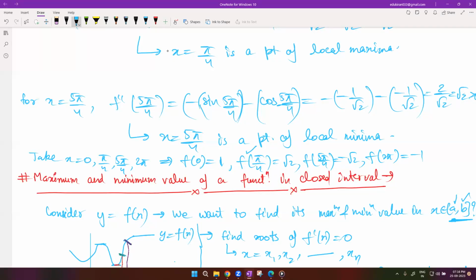You can see that this is the maximum value, and this is the minimum value among all four. That is why we can say that this is minima in x belongs to 0 to 2 pi, and this is maxima in x belongs to 0 to 2 pi. So when x is from 0 to 2 pi, your maximum value is root 2, and this will exist at x equals pi by 4 for this given function. And your minimum value from 0 to 2 pi is minus root 2, and that will exist at x equals 5 pi by 4.